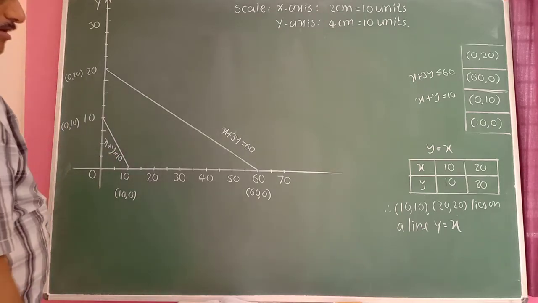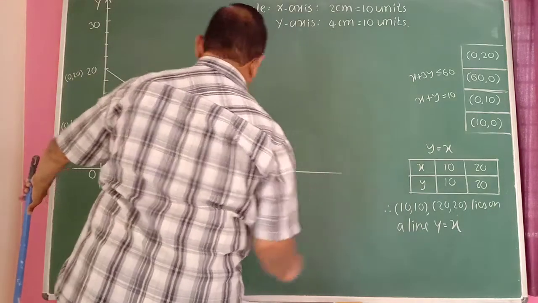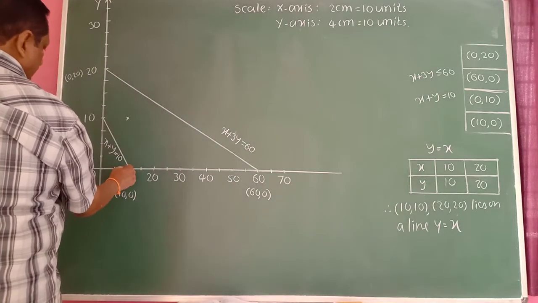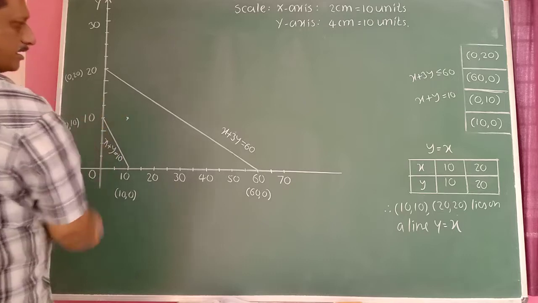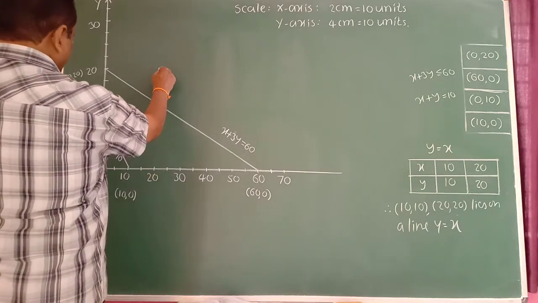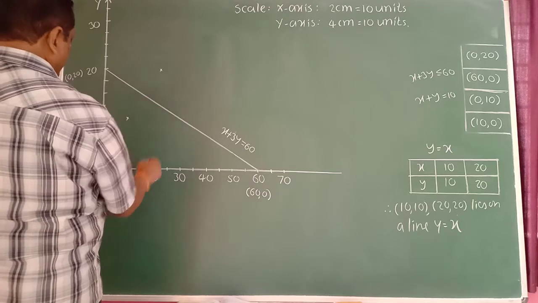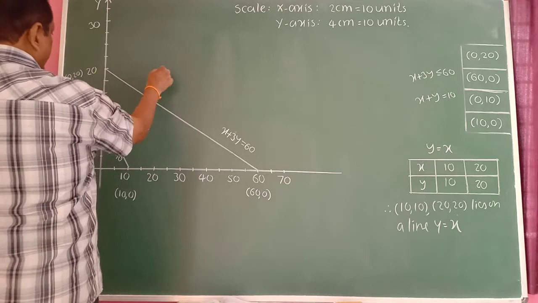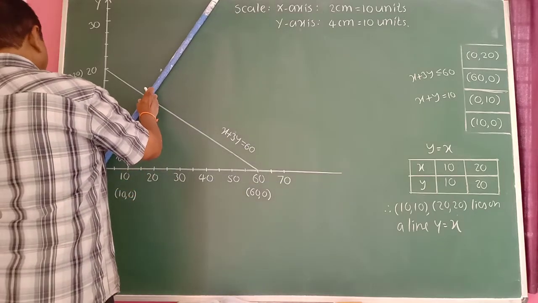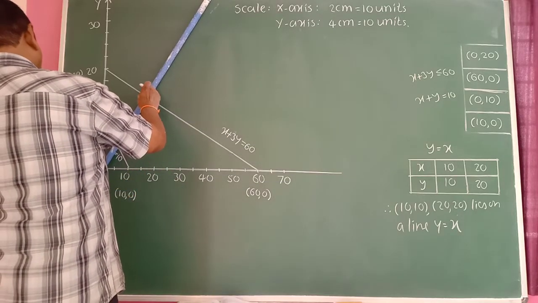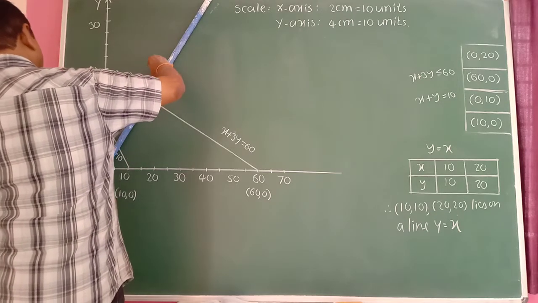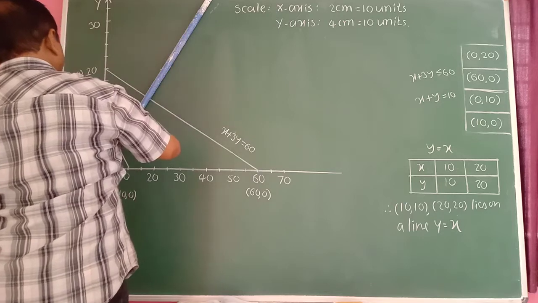Okay, and one more: 10, 10 here. So x is 10, y also 10 here. Then 20, 20 comes here, x is 20 and y is 20. So join these points here. Then this is a line passing through the origin, like this.